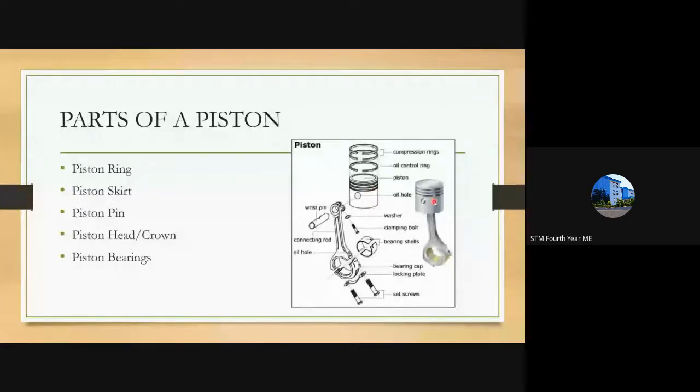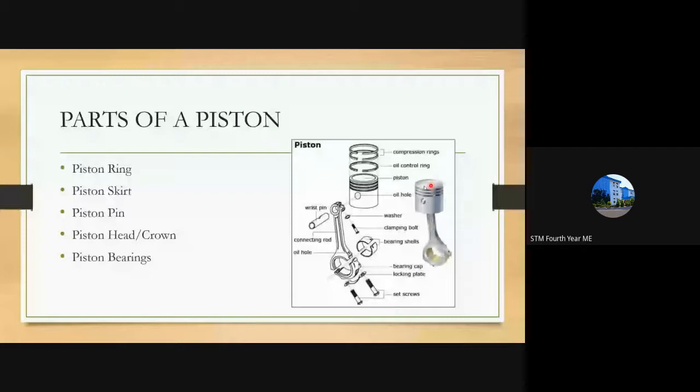Then comes the piston pin. The piston pin secures the piston onto the small end of the connecting rod. So this is the piston pin, and when the connecting rod is fitted here, it goes into the connecting rod small end and holds it in position. Then comes the piston head or crown. It is the topmost part of the piston.